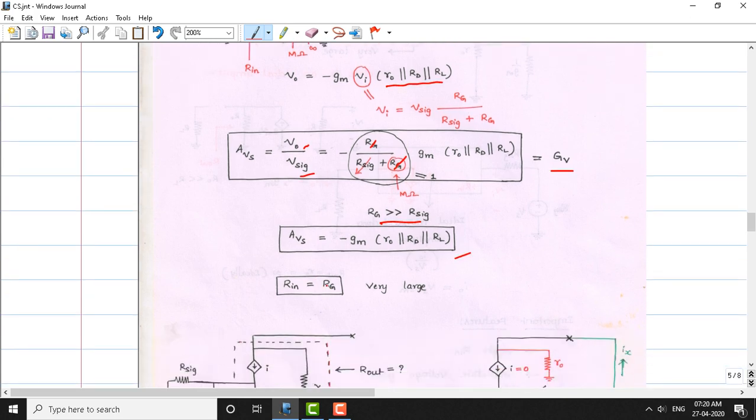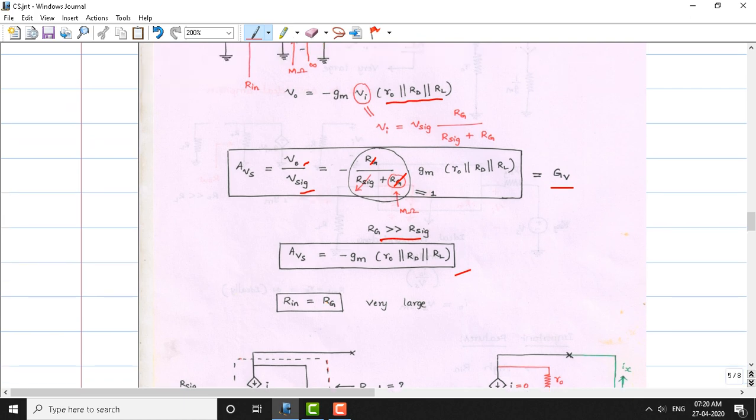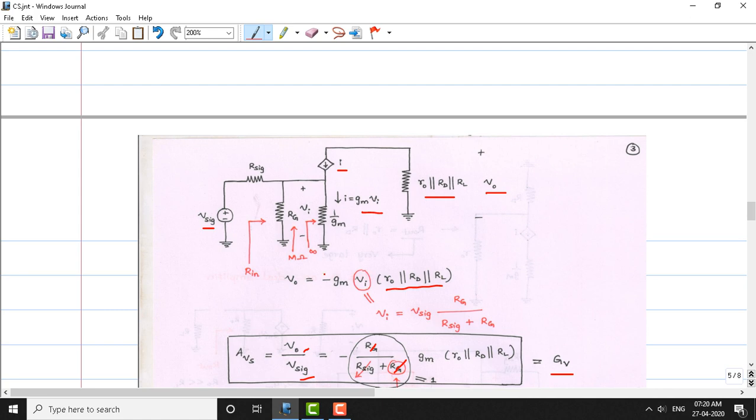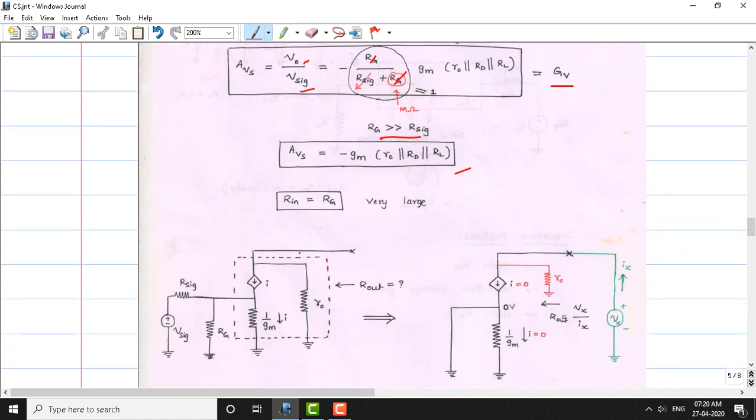Now let us derive the expression for the input resistance. The input resistance is seen between the gate and the source. This circuit has just Rg as the input resistance. So straight away, without deriving, we can write Rin is equal to Rg, which is very large, of course.